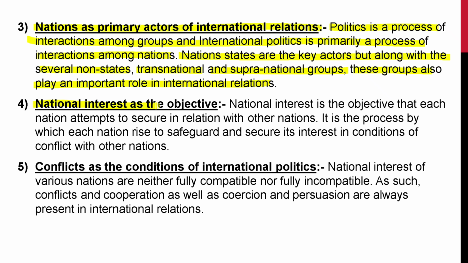Fourth is national interest as the objective. National interest is the objective that each nation attempts to secure in relation with other nations. It is the process by which each nation tries to safeguard and secure its interest in conditions of conflict with other nations. Fifth is conflict as the condition of international politics. National interests of various nations are neither fully compatible nor fully incompatible. As such, conflict and cooperation as well as coercion and persuasion are always present in international relations.